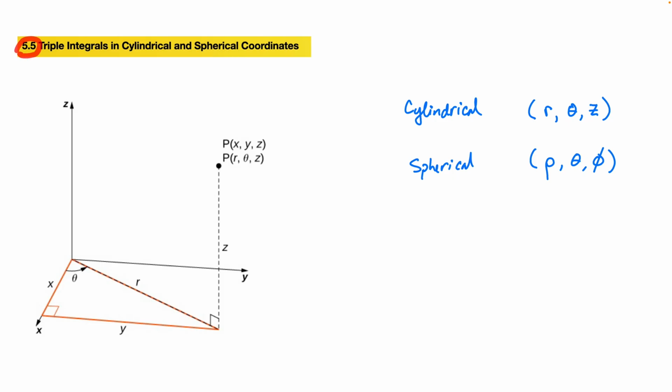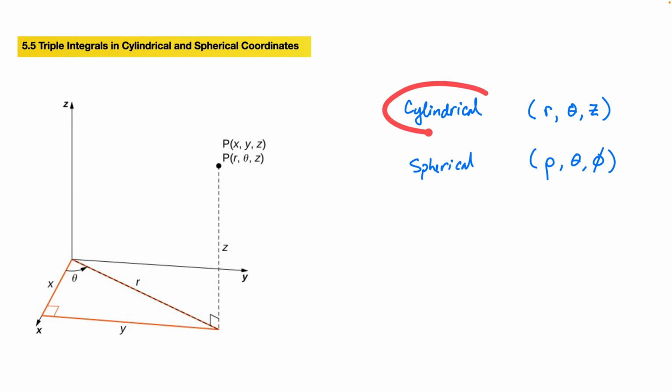Section 5.5, triple integrals in cylindrical and spherical coordinates. Recall that cylindrical coordinates are in the variables r, theta, and z. R and theta you can recall from polar coordinates, and z is the same z coordinate as in rectangular x, y's, and z's.